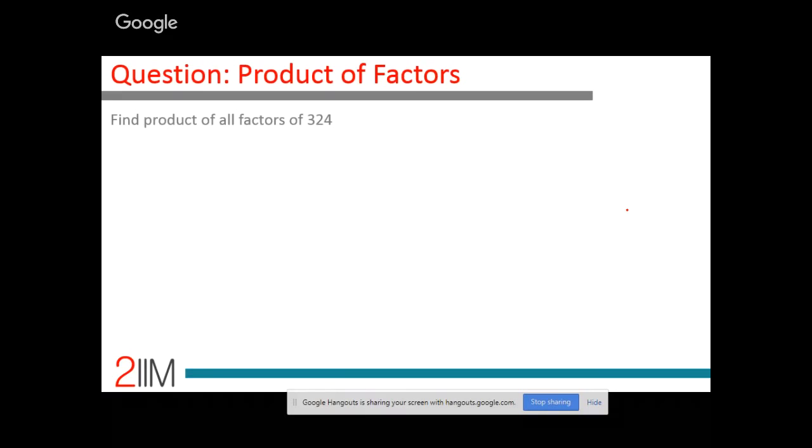Find the product of all factors of 324. Again, start with the prime factorization, then get to the number of factors, the number of ways of writing it as a product of two numbers, then build from there. Something funny about 324 as well: it's a perfect square. It's 18 square.